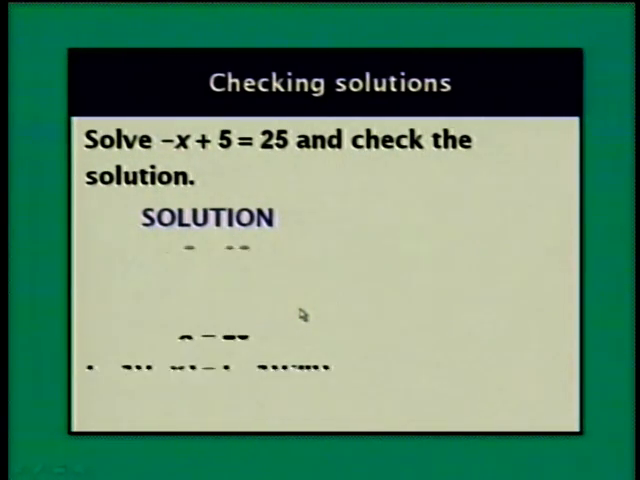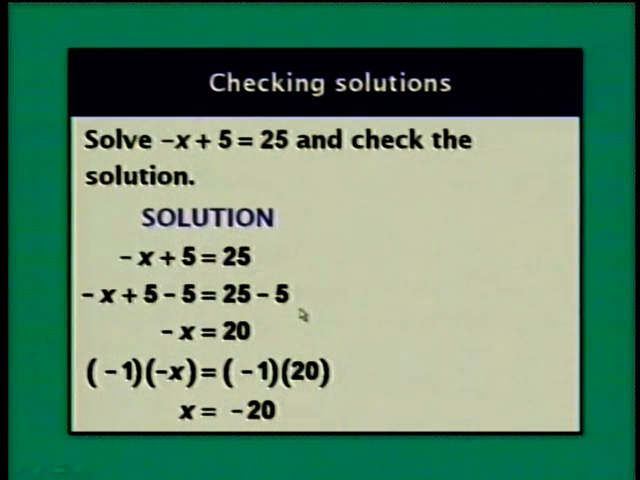So let's look at a correct solution. Same first line, subtract 5 from the left-hand side, subtract 5 from the right, and we come up with the opposite of x equals 20 now. Multiply both sides of the equation by negative 1, we get x equals negative 20.